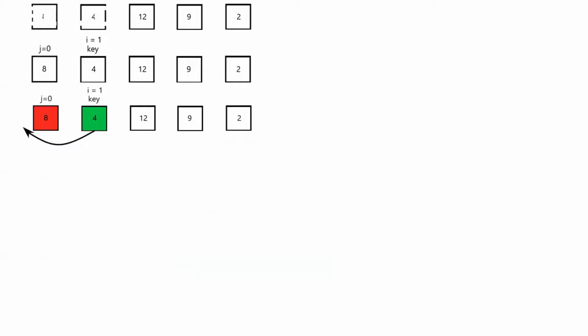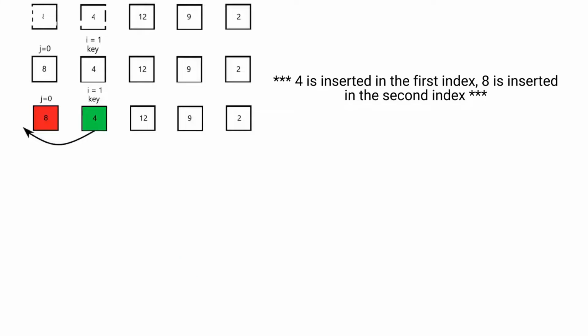To help you visualize how this function works, let's look at a simple example with an array of size 5 that contains the numbers 8, 4, 12, 9, and 2. The first two numbers looked at are 8 and 4. 4 becomes the key value and is compared to 8. Since 4 is less than 8, 4 is inserted into the first index and 8 is inserted into the second.